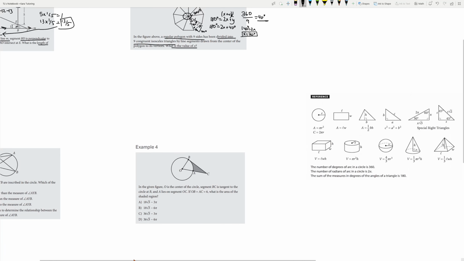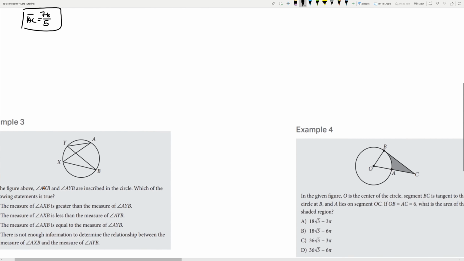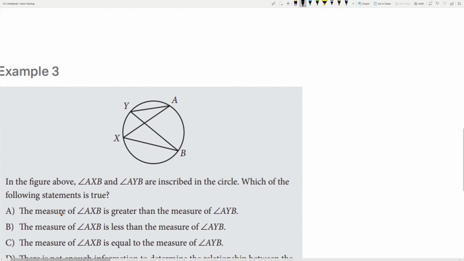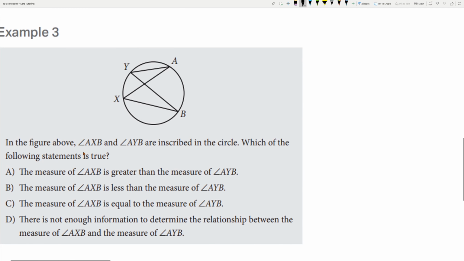Next, we are working with circles now. In the figure above, angle AXB. Okay, let me mark that. AXB and AYB.